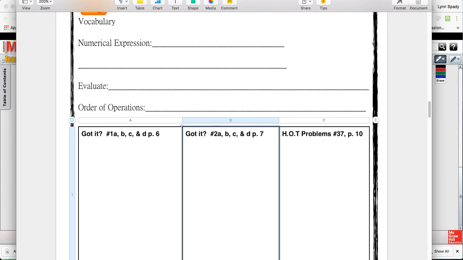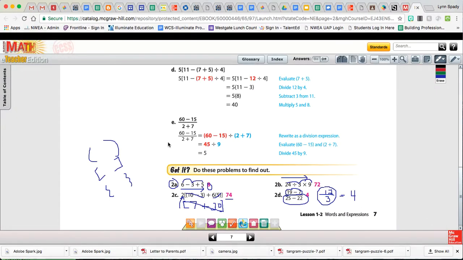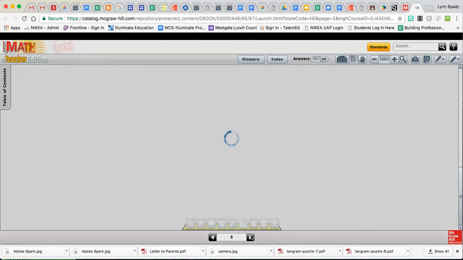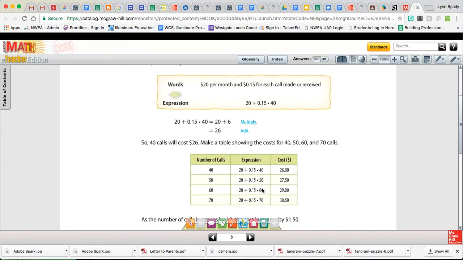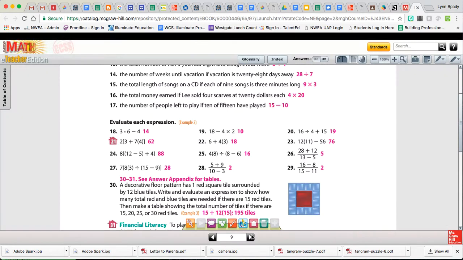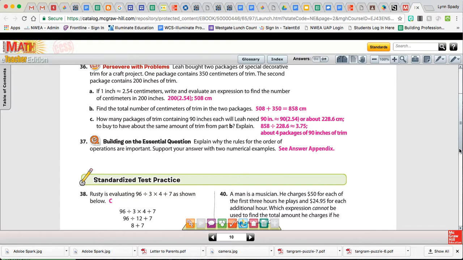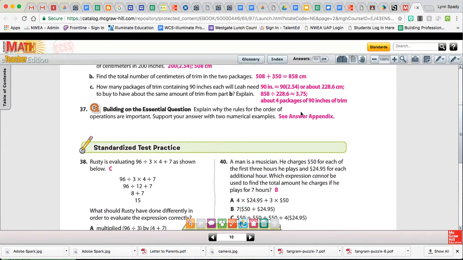The last problem we're going to look at is the hot problem, number 37. I won't always do these problems, but I think it's really important for you to always reflect back on the essential question for the chapter. And number 37 asks how we can explain why the rules of order of operations are important. And then it says support your answer with 2 numerical examples.